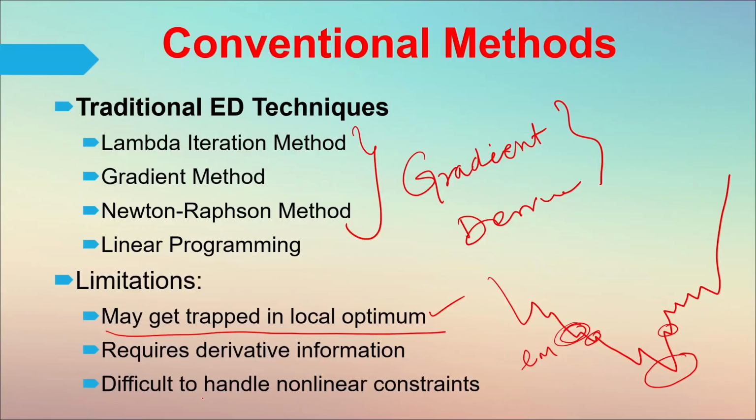And finally, when you have any non-linear constraint, the traditional methods fail to handle it, or find it very difficult to handle the non-linear constraints. So, these are all the weaknesses of conventional methods.